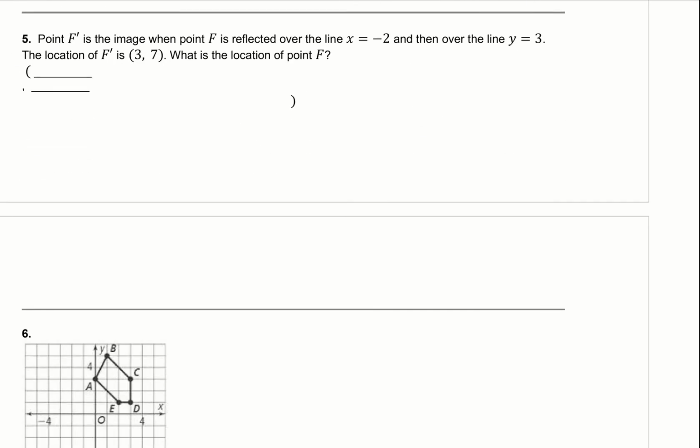Number 5, point F prime is the image when point F is reflected over the line x equals -2 and then over the line y equals 3. The location of F prime is 3, 7. What is the location of point F?